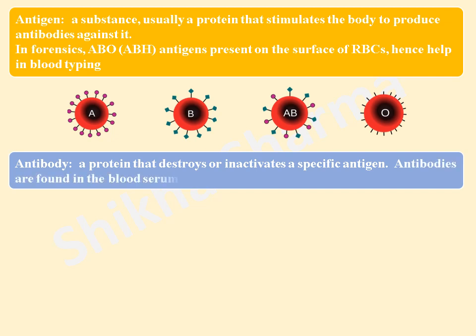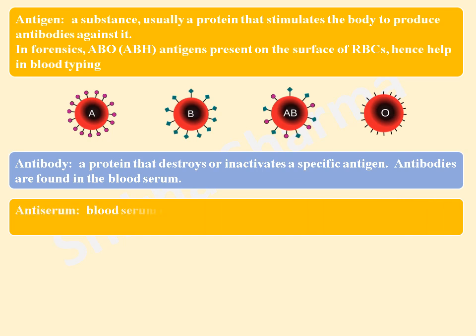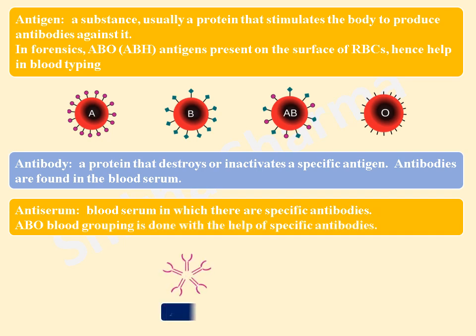Antibodies are found in the blood serum. Antiserum: blood serum in which there are specific antibodies. ABO blood grouping is done with the help of specific antibodies, for example, anti-A and anti-B.